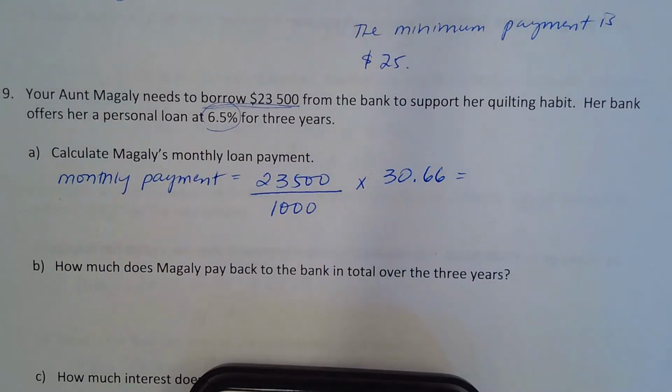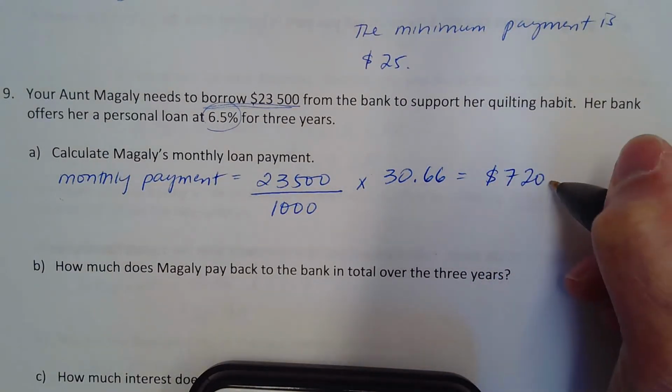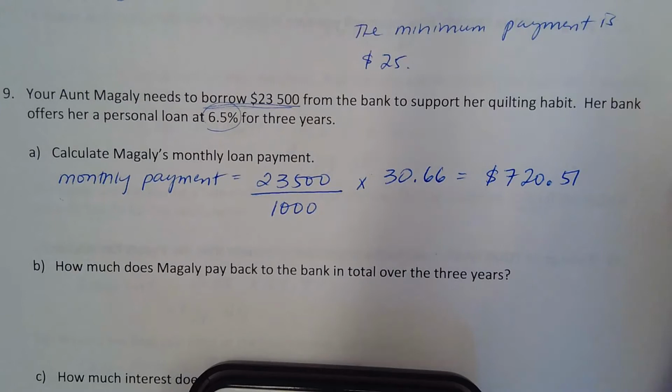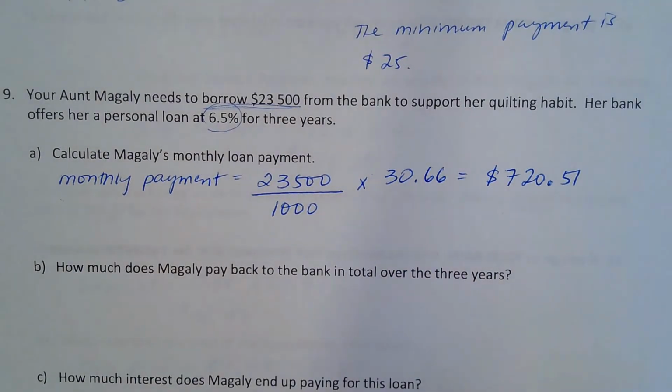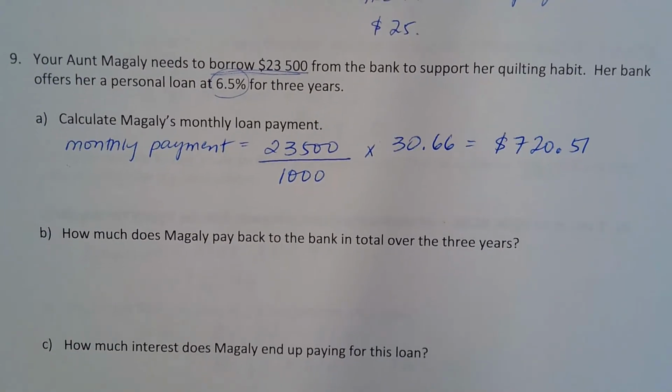Okay. 23,500 divided by 1,000 times $30.66. Oh wow. She has to pay $720.51 every month. Okay, that's what monthly payment is. So every month she's going to pay $720.51. I suggest you would add this.